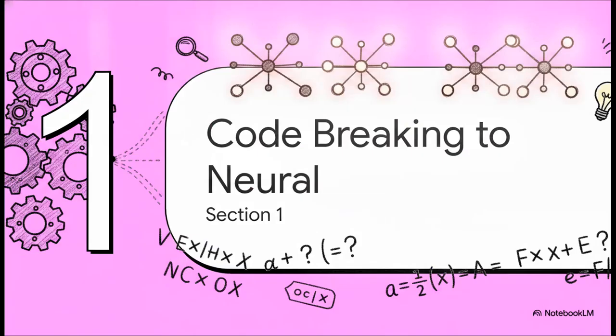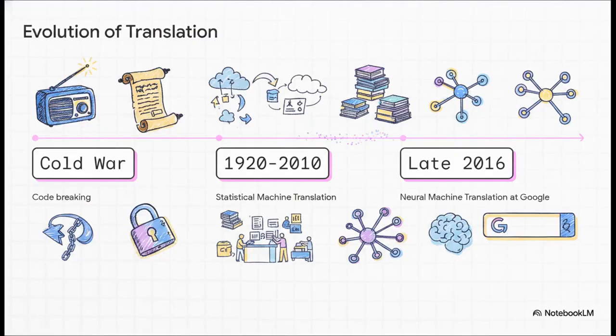All right, part 1, code breaking to neural AI. To really grasp where we are today, you gotta look at language translation not just as some linguistic hurdle, but as this massive, evolving mathematical puzzle. It's literally taken decades to solve. The whole quest actually kicked off back around the Cold War era with pure code breaking.